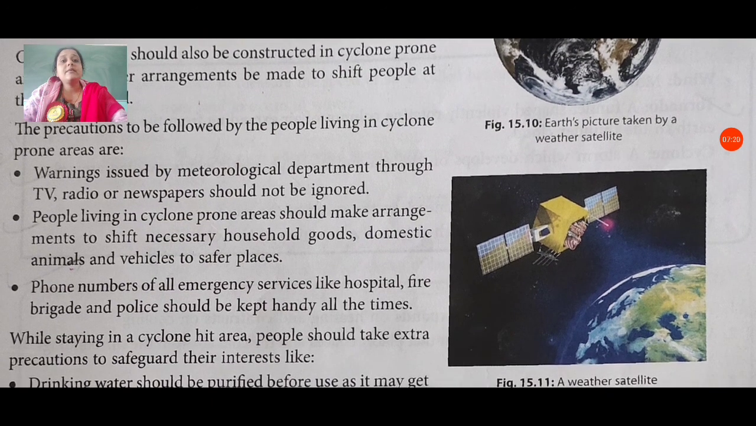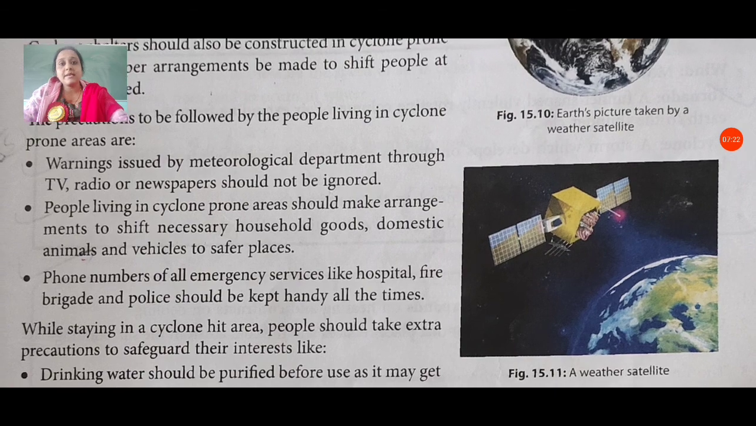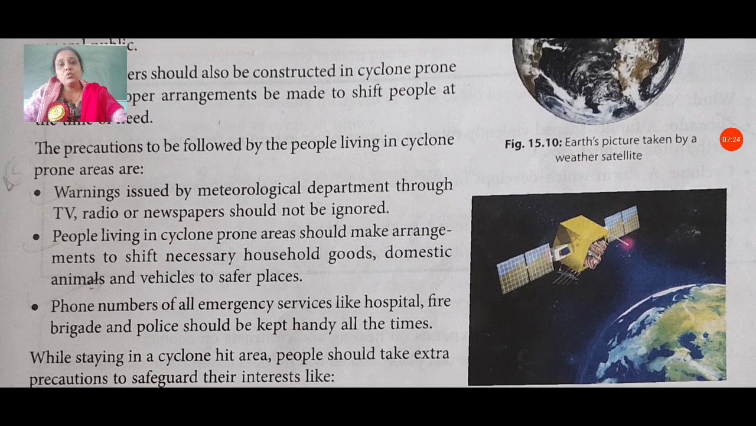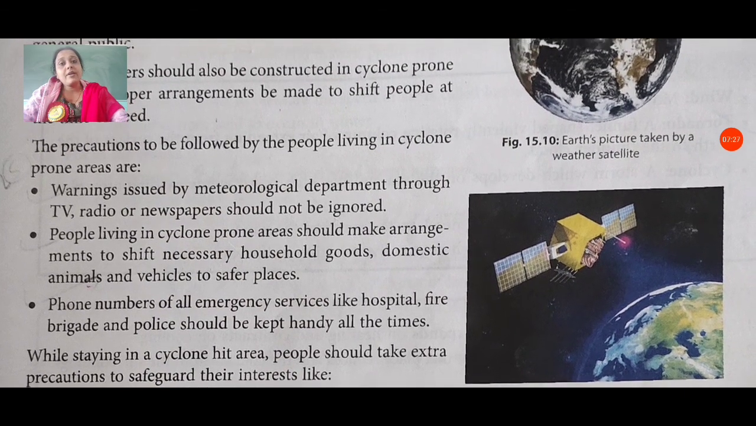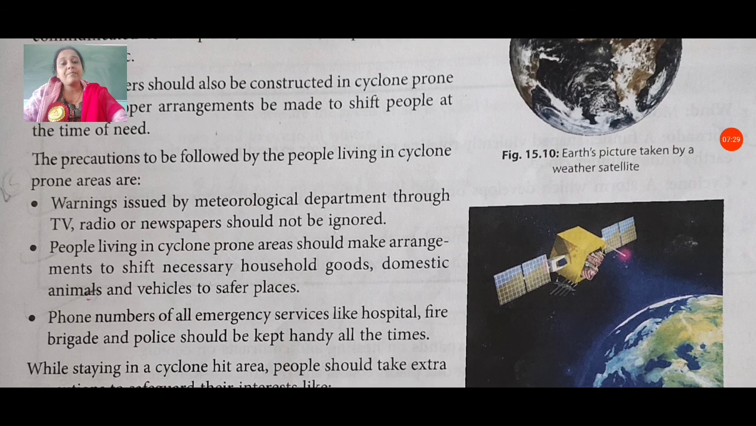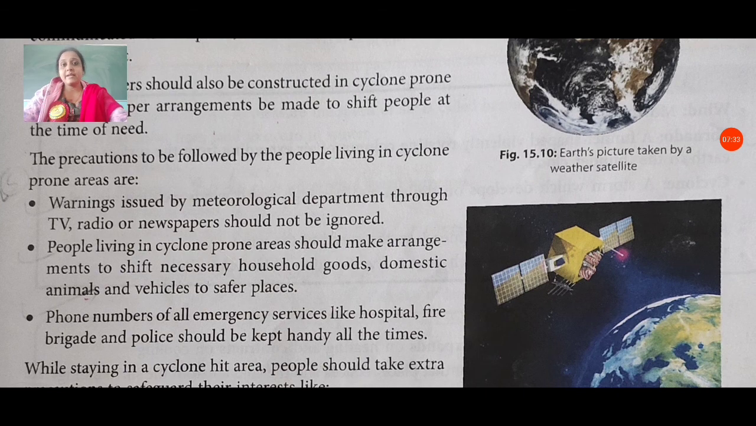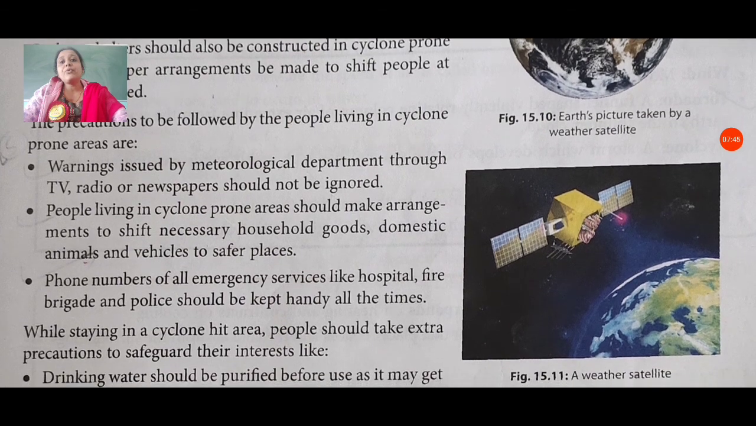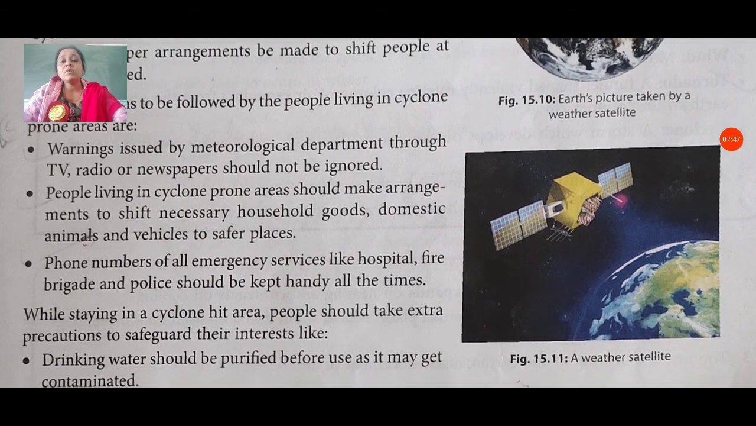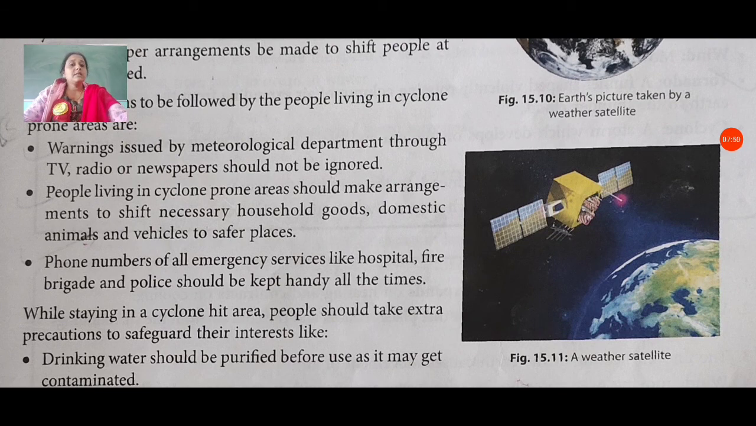You can see here in the figure a weather satellite. We all know the satellites we have in our sky. Some are natural, some are artificial, and because of these artificial satellites we get many notifications and much news of space. The precautions to be followed by the people living in cyclone prone areas are as follows.